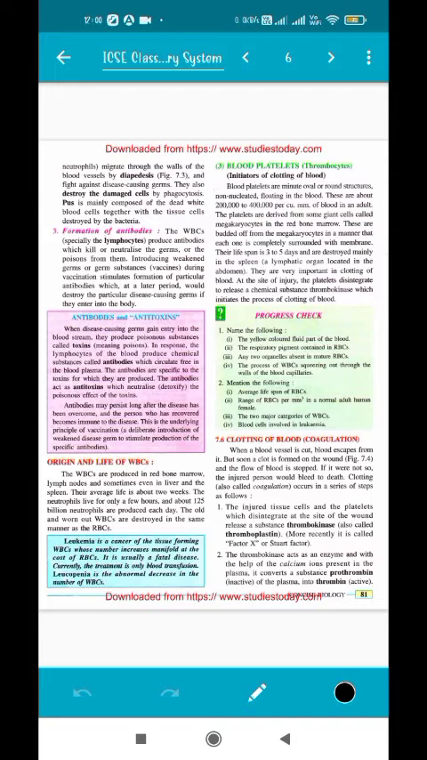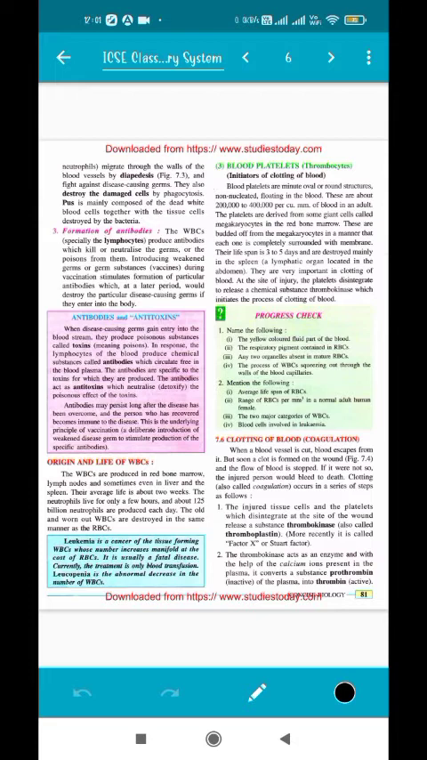So where are WBCs produced and what is their lifespan? The WBCs are produced in the red bone marrow, like we just learned, in some cases in lymph nodes, and sometimes also in the liver and in the spleen. Their average life is very small, only about 2 weeks, and they die after engulfing bacteria or foreign material, and they are regenerated once again.